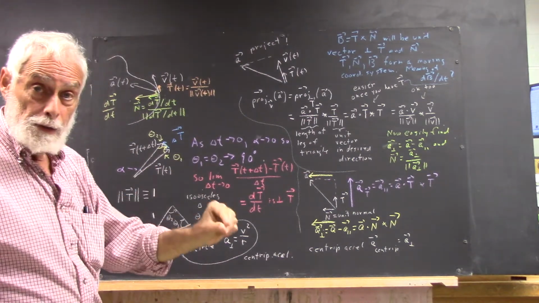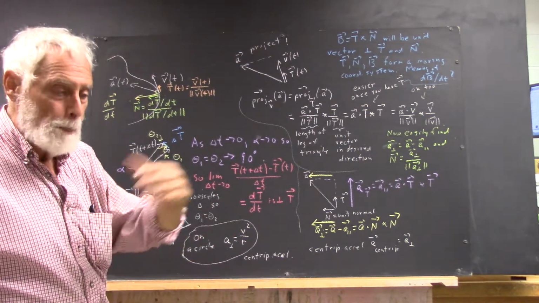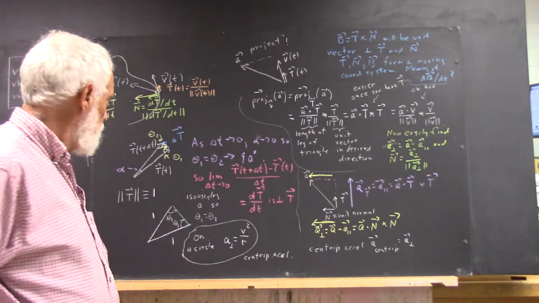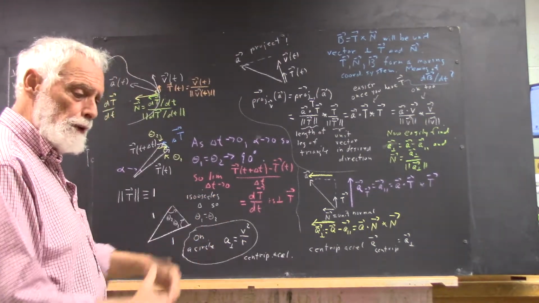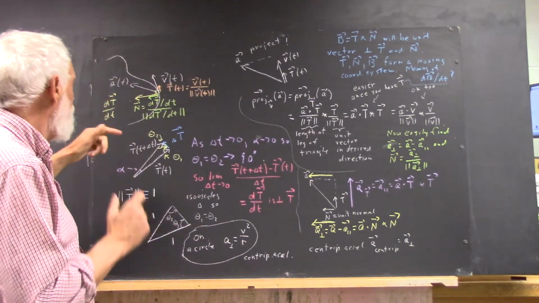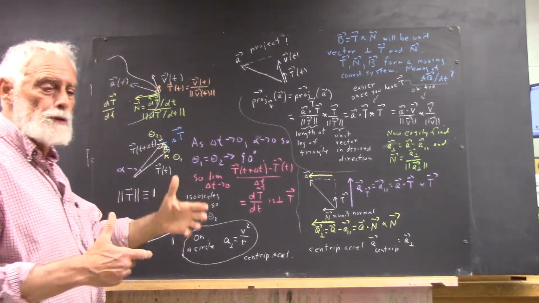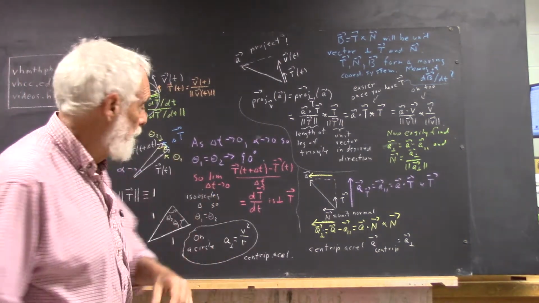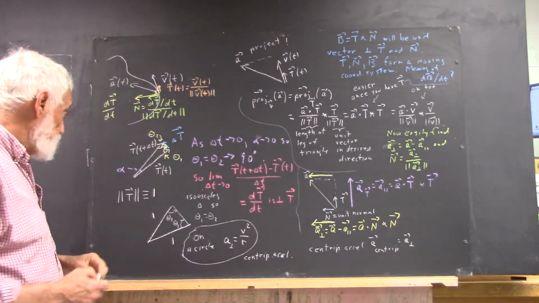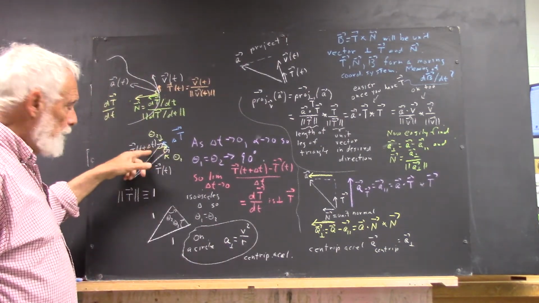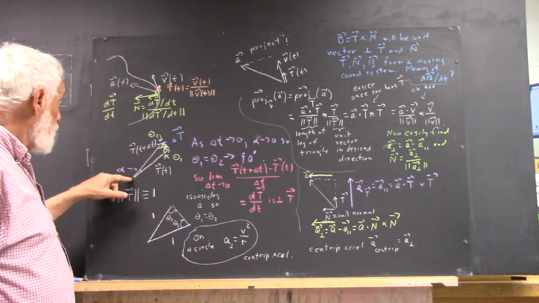And then as you let delta t approach 0, that ratio approaches your derivative. The change in your unit tangent vector divided by delta t approaches the derivative of your unit tangent vector. Okay? So what do we know about this triangle that's formed here?